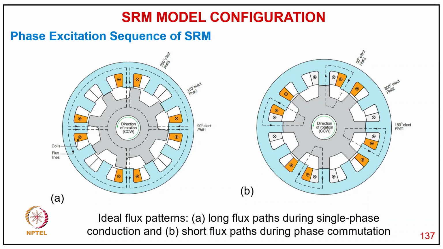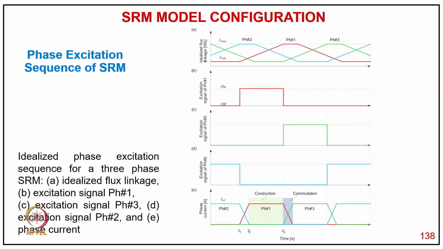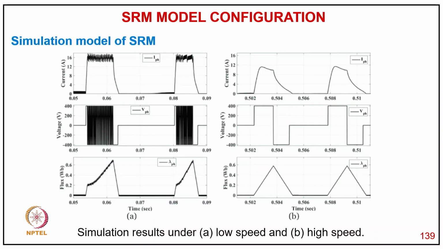Then there is the long flux path during single phase excitation and residual flux during phase commutation. Now coming to the inductance, you can see clearly the ideal flux linkage, which represents current 1, and then if you have an ideal current with all three phases, how the phase current commutation can also take place with the practical current. So this is the ideal phase excitation sequence for three phases, the ideal flux linkage excitation for phase 3 and phase 2, and then the phase current. And then of course the simulation results for low speed and high speed.